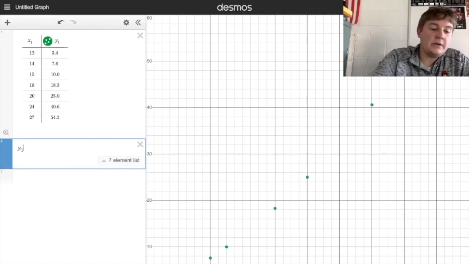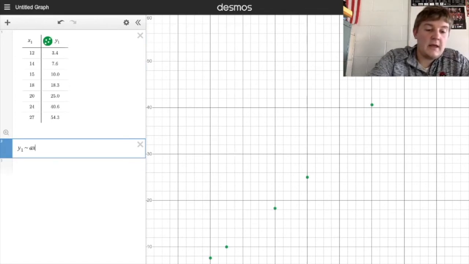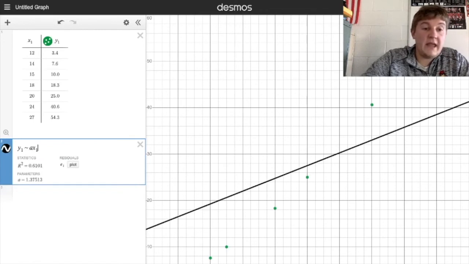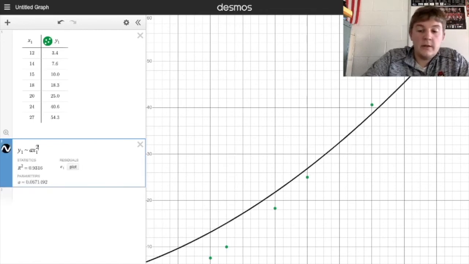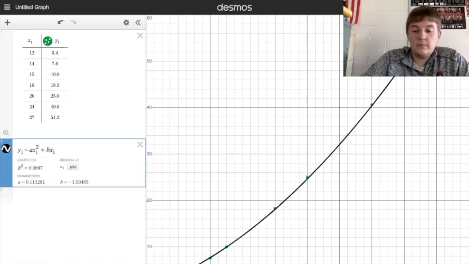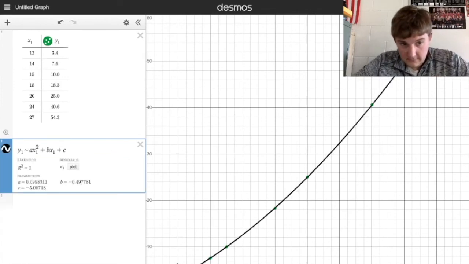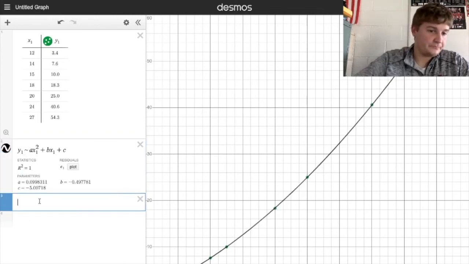So y1 is approximately a times x1 squared, plus b times x1, plus c. And as you can see, this is a very, very good fit. It goes through all of our dots pretty cleanly. Furthermore, my R statistic is 1. My R squared statistic is 1.